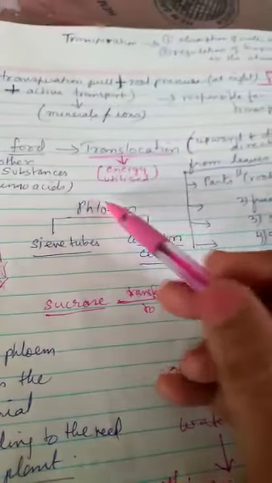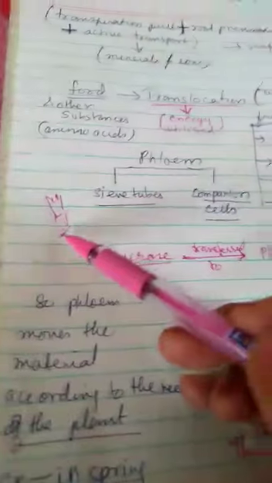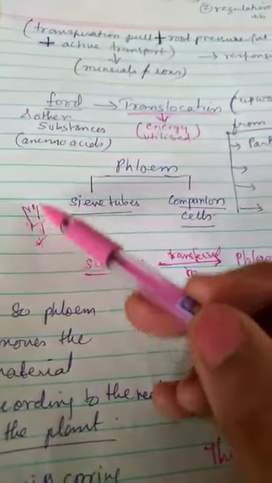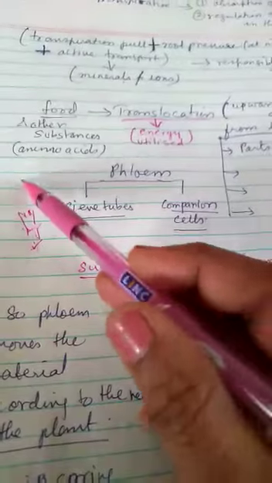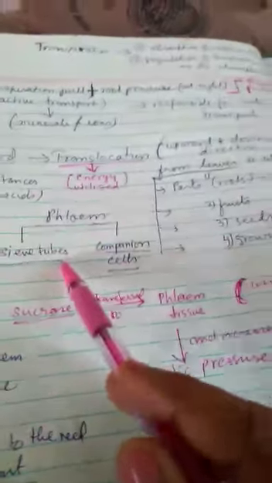Translocation, through phloem, which also has 4 constituents, but only 2 constituents we will consider here: sieve tubes and companion cells. Companion cells are the cells near to the sieve tubes. Sieve tubes are placed one above the other, forming a column. So they are helpful in translocation of food.